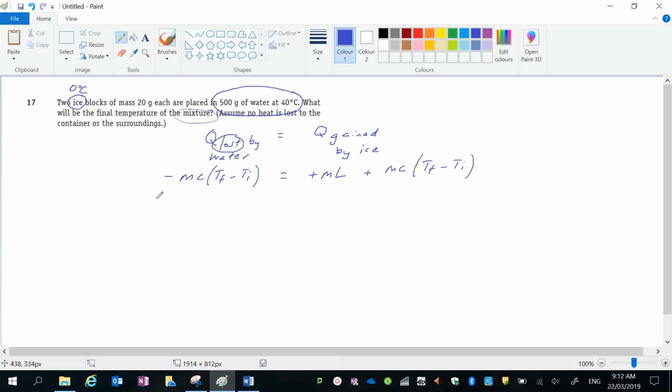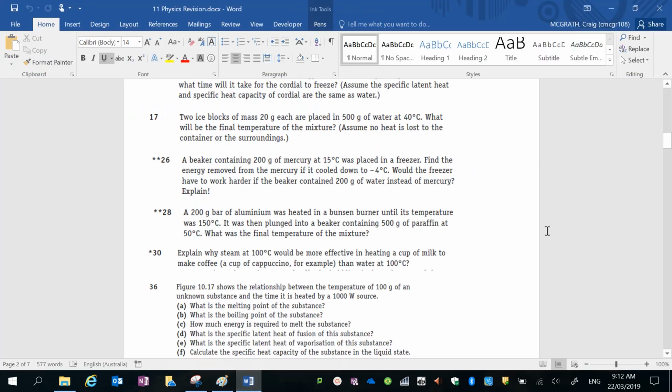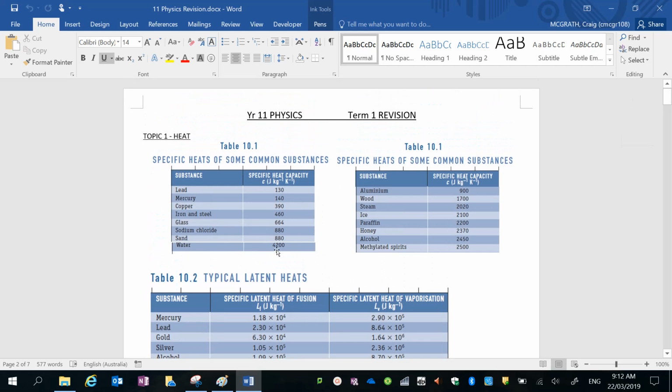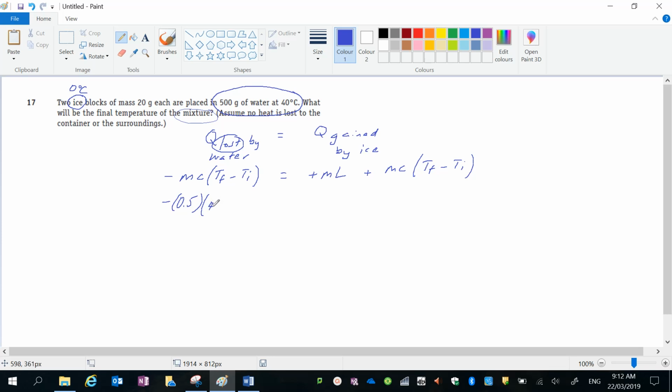So let's go, lost by the water. Take mass, which is 500 grams, that's 0.5 kilograms. The specific heat capacity of water, I'm pretty sure the table says 4,200. Yep, 4,200. TF is unknown. That's what the question's asking for, the final temperature. Take away the initial temperature of the water, which is 40 degrees.